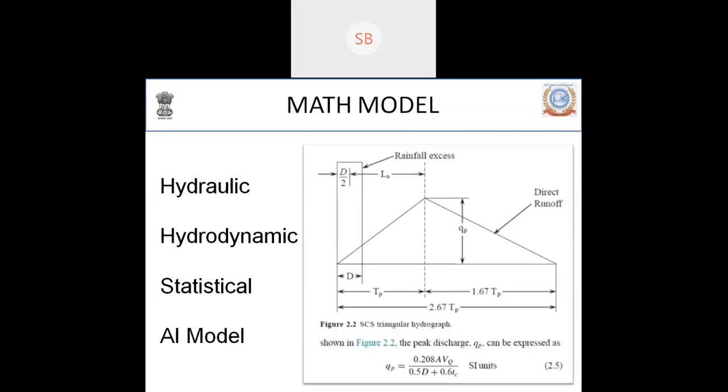Okay, now though you have studied many mathematical models, hydraulic, hydrodynamic, statistical, all the models will have a limitation when it comes to a real life scenario.